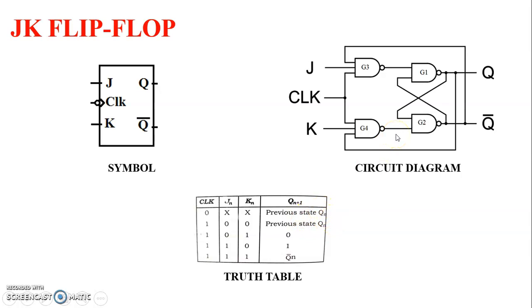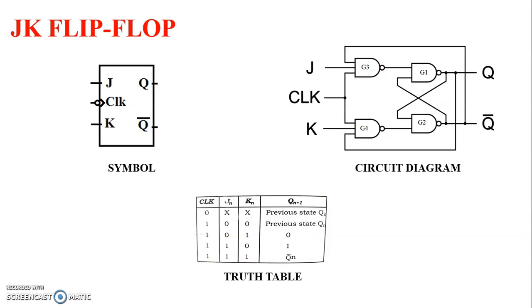When the clock pulse is applied, that is, the clock pulse is 1, and I give J equal to K equal to 0, the outputs of gates G3 and G4 are 1, resulting in the outputs of G1 and G2 remaining in the same state. This is the second case. In the next case, when clock is equal to 1, J equal to 0 and K equal to 1, the flip-flop goes to the reset state. At that condition, the output of the flip-flop will be 0.